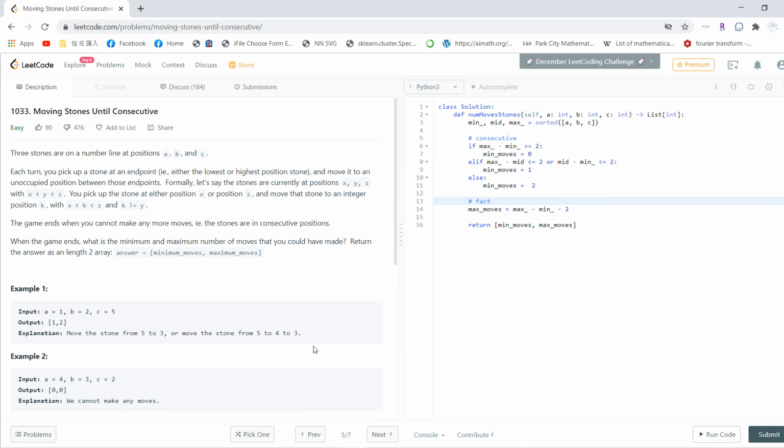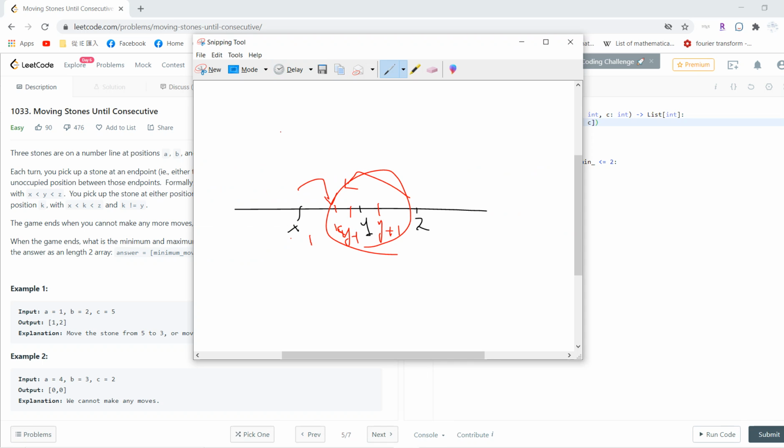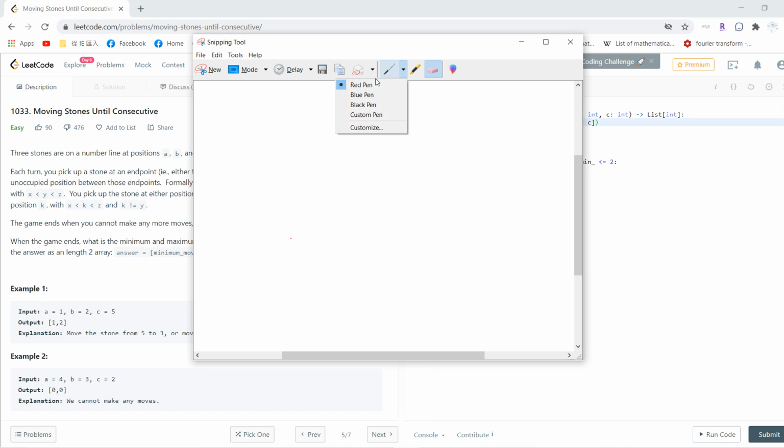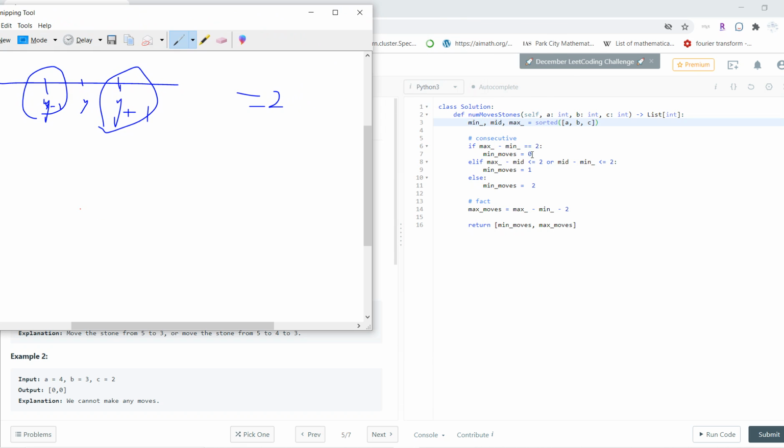Okay, let me just give you the answer. Basically, we can first sort the stones. If the maximum minus the minimum equals 2, that means they are already consecutive. Let me start from the beginning and go case by case. Case 1 is that it's already x, y minus 1, y, y plus 1, so this is the simple case. They are consecutive, so the maximum minus minimum is 2, and in this case your minimum move is 0.